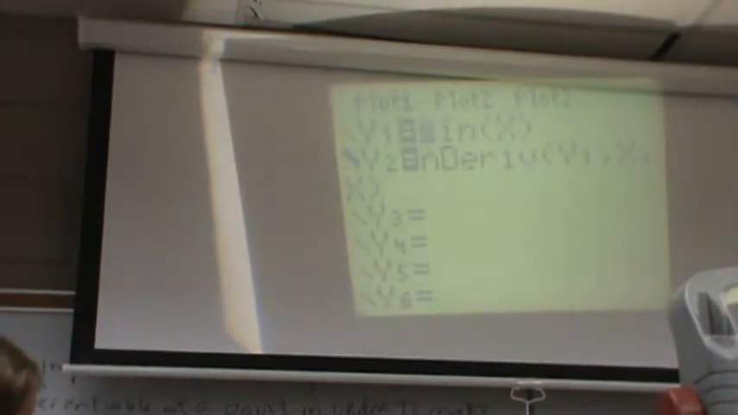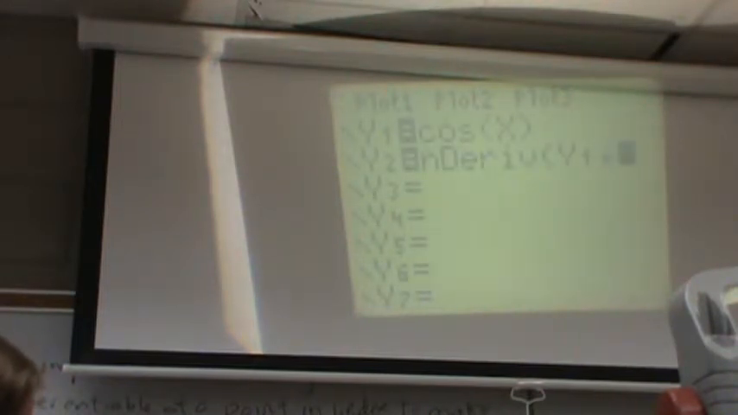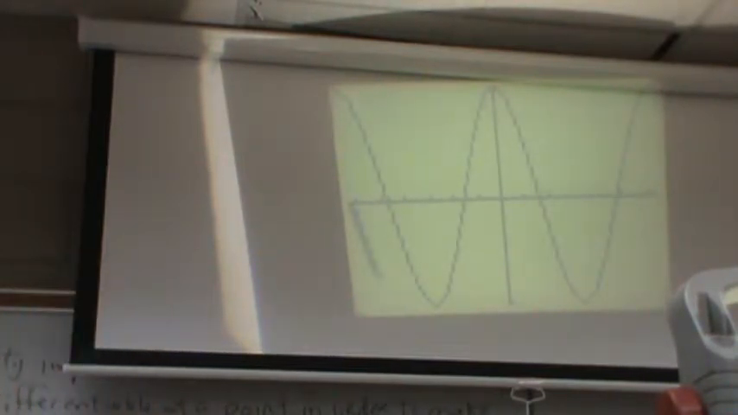Let's find out. Here, clear. Let's go ahead and put cosine here. Okay, here we go. Here comes cosine x. And then here comes the derivative of the cosine of x. The thick line is the derivative of the cosine of x.